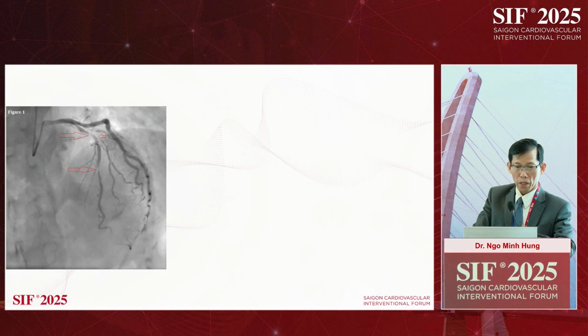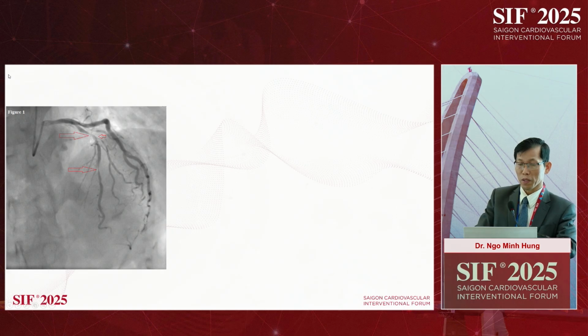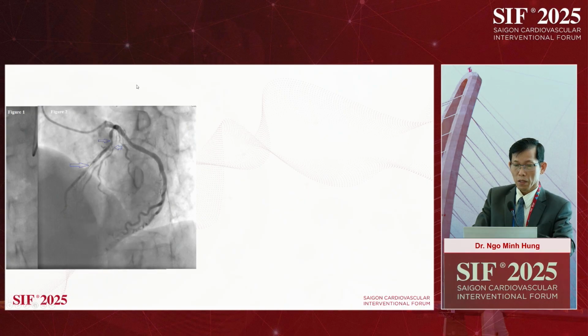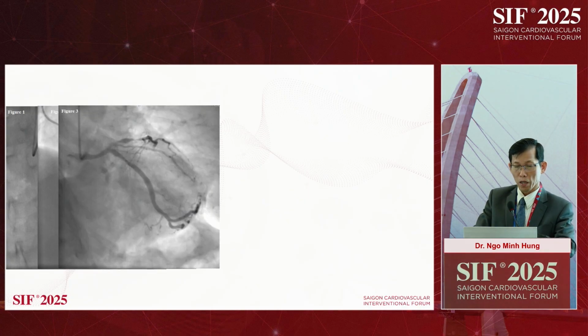The LAD already had a lot of lesions from the proximal, mid, and distal, so they put the graft. This is the angiogram before the operation. They said they had to put the graft to the distal LAD, to treat the distal LAD, not for the proximal and not for the circumflex. But actually, the circumflex still has a big territory of myocardium.